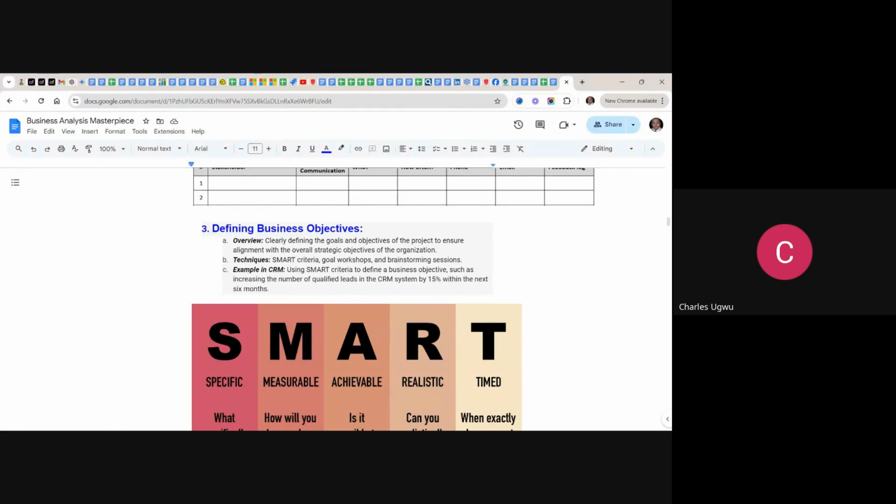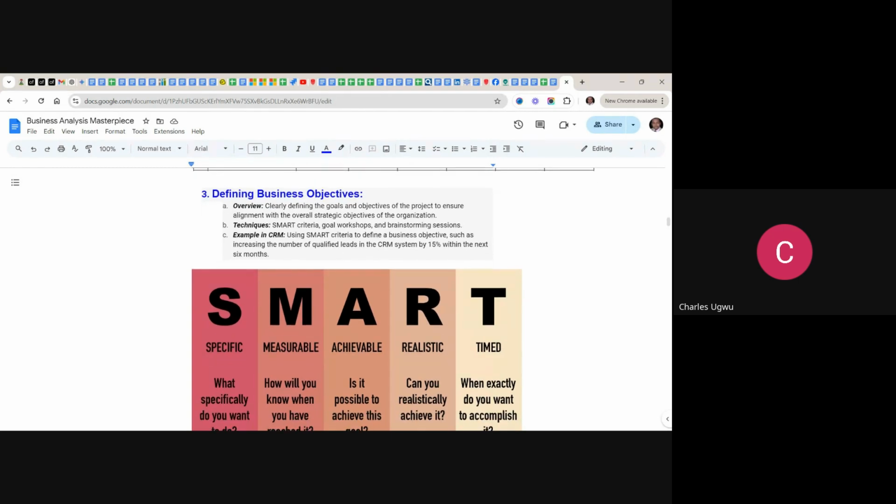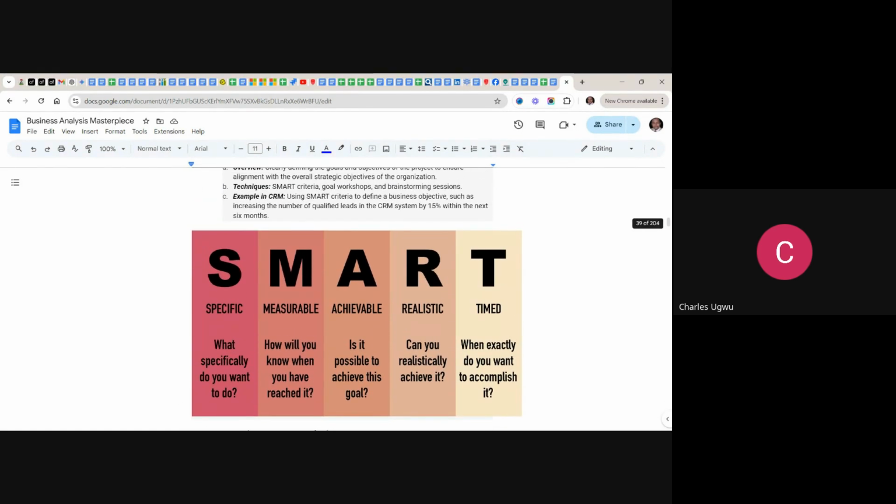So what is this SMART? SMART is a technique. The full meaning of SMART is specific, measurable, achievable, realistic, and timed. That is the full meaning of SMART. This is what you need to apply when you are trying to capture a business objective. So looking at how we can apply this SMART in any of the projects we're planning to start, how do we apply SMART to capture business objectives? Okay, let's look at this SMART here.